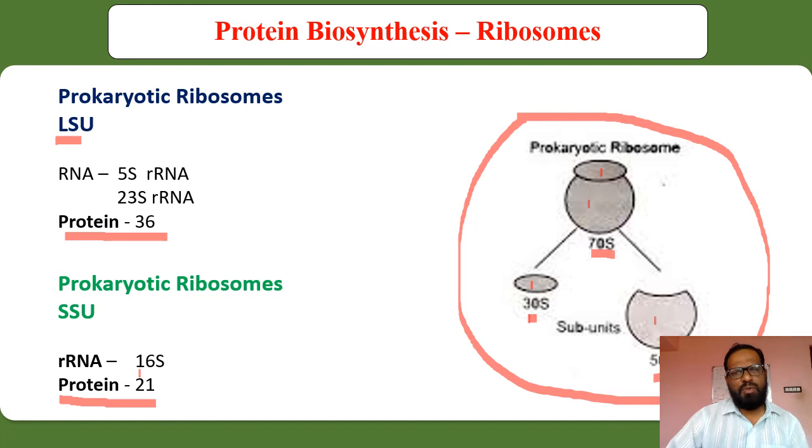Now, another important point which I forgot to mention is the size. The holoribosome has a molecular weight of about 1.8 × 10^6 Daltons. When it dissociates into the small and large subunits, the 30S has a molecular weight of about 0.9 × 10^6 Daltons, and the large subunit of the ribosome has a molecular weight of about 1.8 × 10^6 Daltons. This is some important information related to the prokaryotic ribosome.